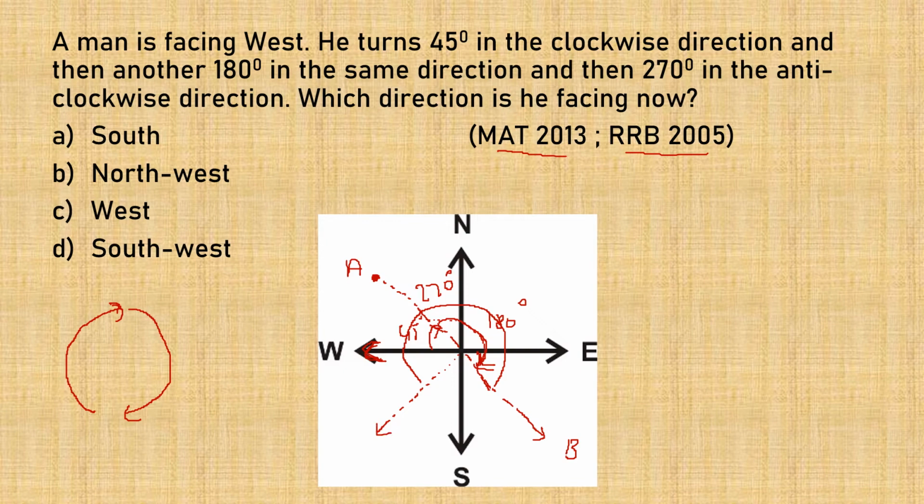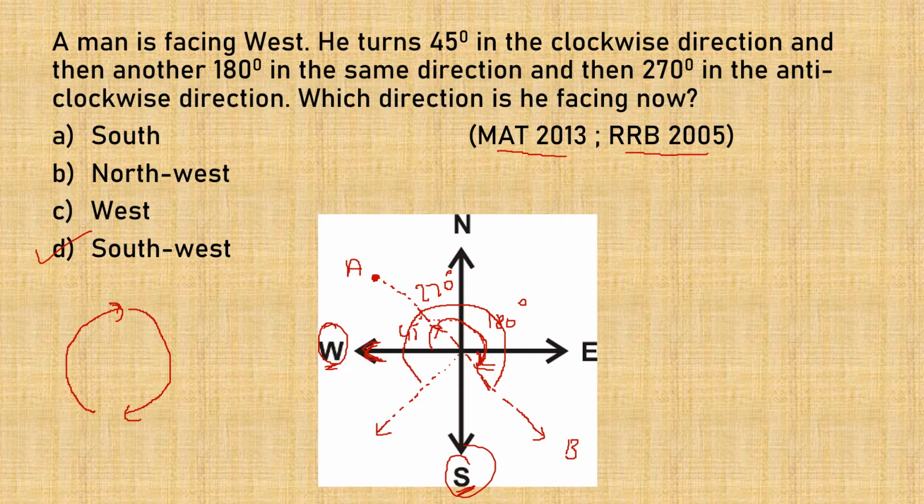So what is the direction? This is west and this is south. So the direction becomes what? The direction becomes southwest. So that is our answer to this question. The man is now facing the southwest direction. I hope it is clear to everyone.